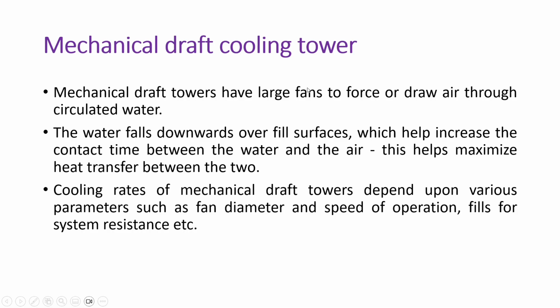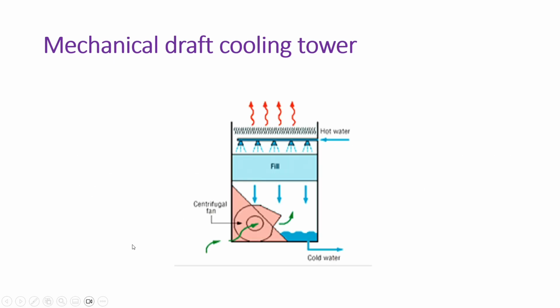Mechanical draft cooling towers have big fans to force or draw air through circulated water, either by pulling the air or pushing the air. The water falls downward over fill surfaces, which help increase the contact time between the water and the air. This helps maximize heat transfer between the two. Cooling rates of mechanical draft towers depend upon various parameters such as fan diameter and speed of operation, fills, and system resistance.